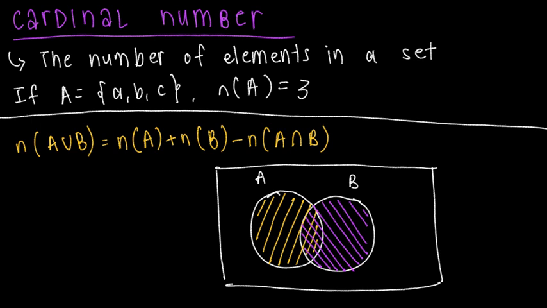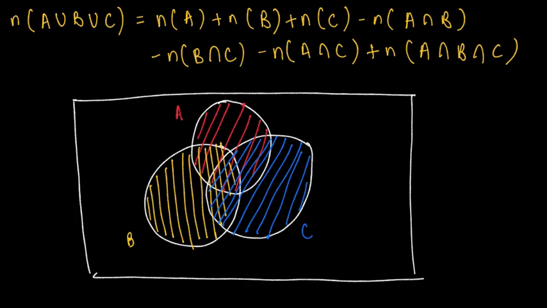Pretty intuitive, right? So let's look at the next one. Okay, so this one's a bit longer, but don't be scared. If we have three sets and we want to find the number of elements in the union, that is basically the total. We need to count everything in all three sets.